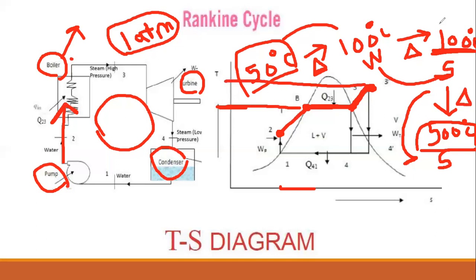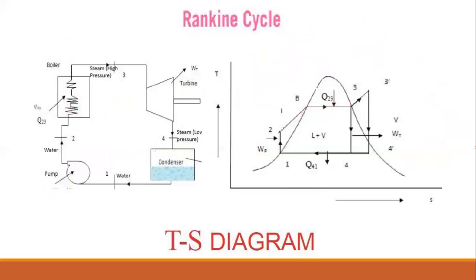So I remove everything. In this boiler, the operation from 2 to 3 is that you give a particular amount of heat to water. It first of all reaches boiling point temperature. Then it boils, going from wet steam to dry steam. Then it becomes superheated steam. So this is the boiler side.